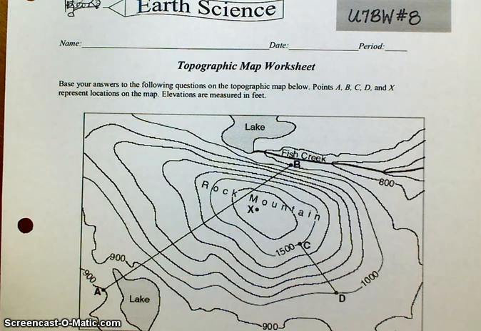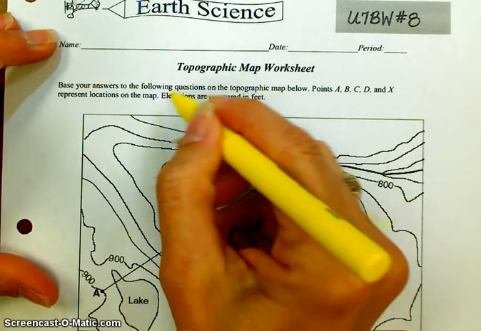It says, base your answers to the following questions on the topographic map below. Points A, B, C, D, and X represent locations on the map. Elevations are measured in feet.